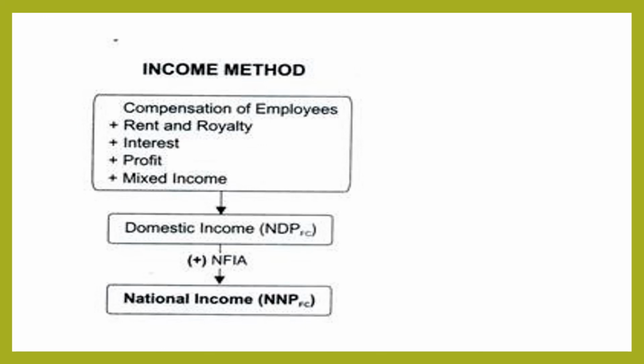Lastly, by the income method, how do we calculate NDP at FC? First of all, add COE plus operating surplus plus mixed income. That is, COE plus rent plus royalty plus interest plus profit plus mixed income. What are we able to calculate? NDP at FC, net domestic product at factor cost. Plus net factor income from abroad, then we are able to calculate national income, net national product at factor cost.